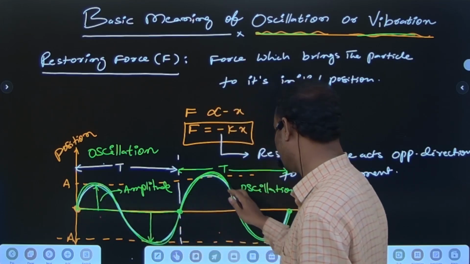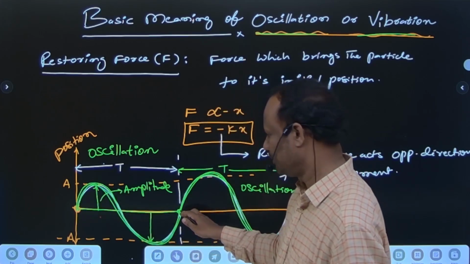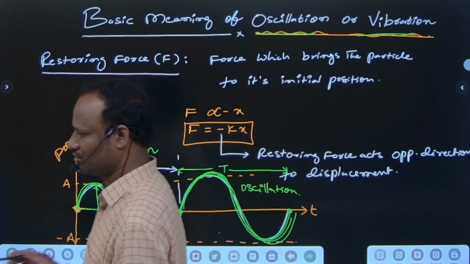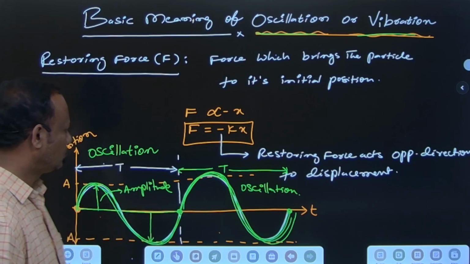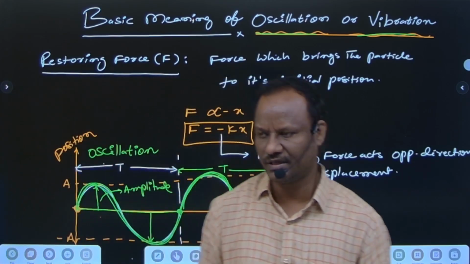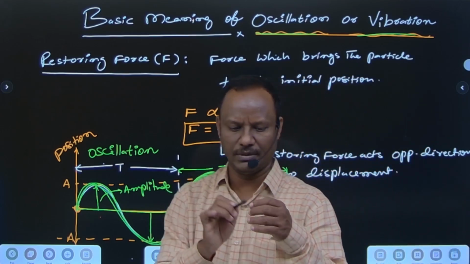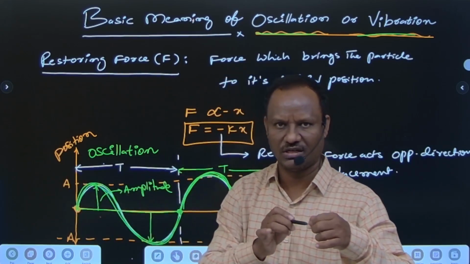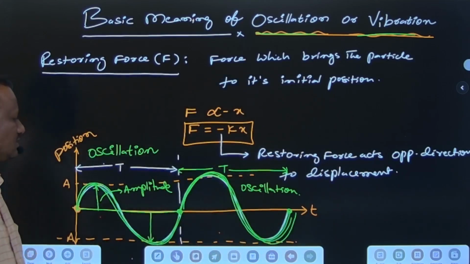Next, another oscillation. The time taken to complete one oscillation is called the time period. Two waves are formed here, so the frequency is 2. How do you define the time period? It is the time taken to complete one oscillation, starting from any position. Starting from here to this one is one oscillation, and the time taken is the time period.